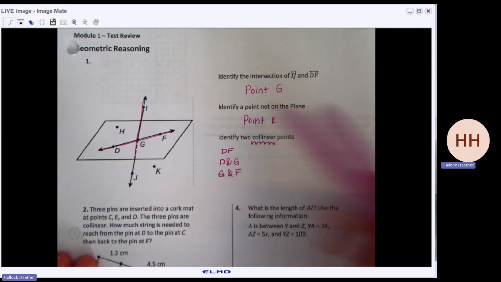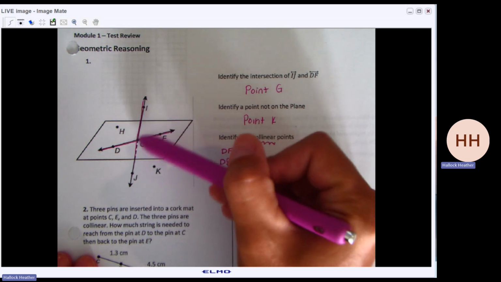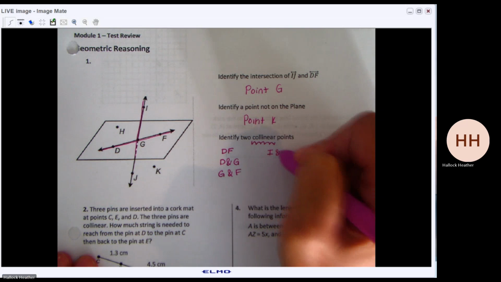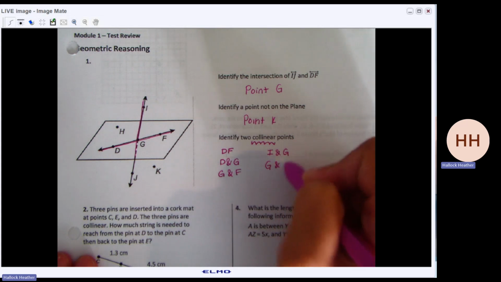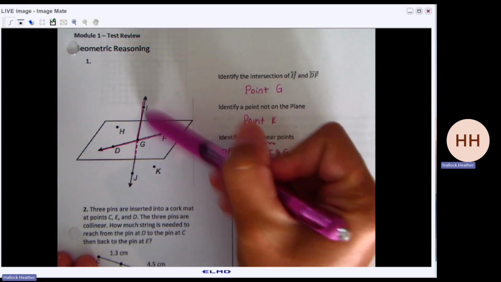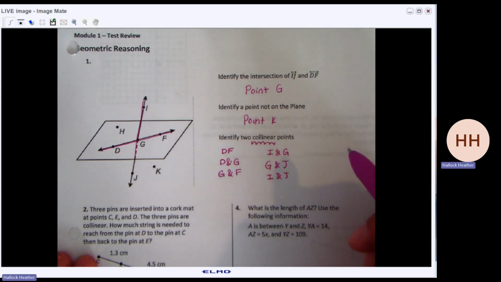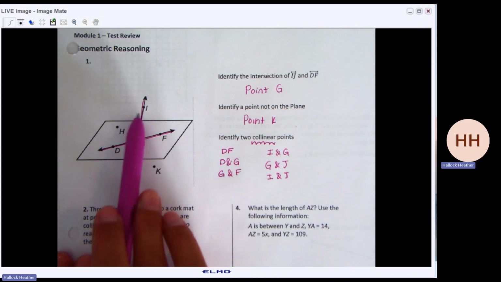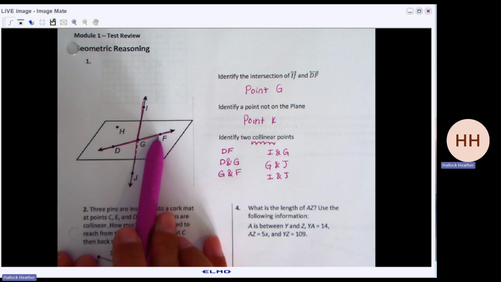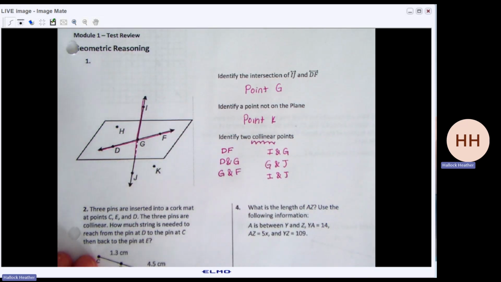Now, if you look at the other line in the picture, we have 3 different options that we could say for this line. We could say I and G, because they fall on the same line. We could say G and J. We could also use I and J. They're collinear. We can't use H or K because they're not on lines. I would not be able to say I and F, because I and F do not fall on the same line. You don't have to list all of them, but you do have to list one of these options to have your answer correct.